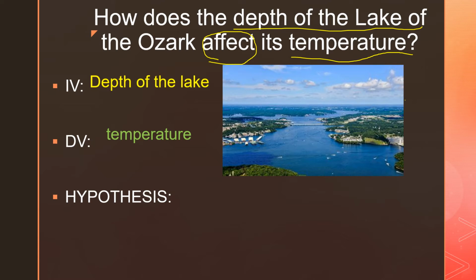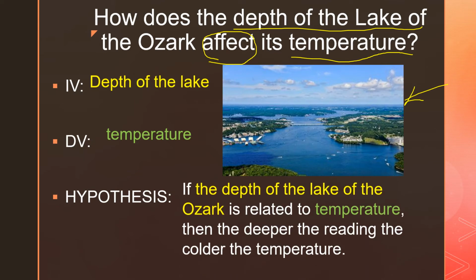And by the way, this is a picture of Lake of the Ozarks. If the depth of the Lake of the Ozark is related to or affects temperature, there's our DV, temperature, then the deeper the reading, the colder the temperature. And then you could add your because statement, because the deeper you go, the less light to affect its temperature.